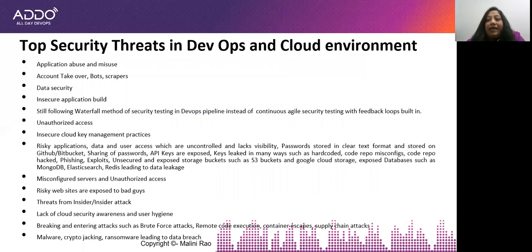And mainly I've seen S3 buckets, Google Cloud Storage, or exposed databases such as MongoDB, Elasticsearch, Redis, leading to data leakage. You have misconfigured servers and unauthorized access. Risky websites are exposed to bad guys, and then threats from insider attacks, lack of cloud security awareness and user hygiene, breaking and entering attacks such as brute force attacks, remote code execution, container escapes, supply chain attacks, malware, cryptojacking, ransomware, leading to data breach.